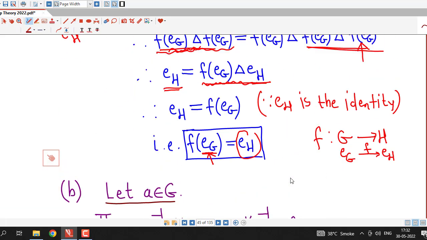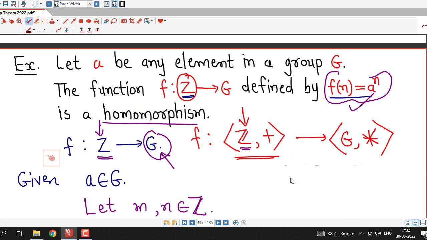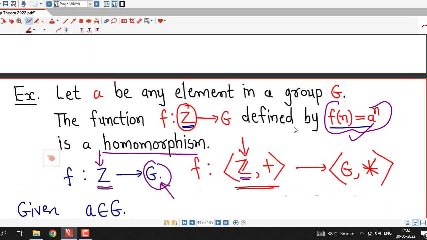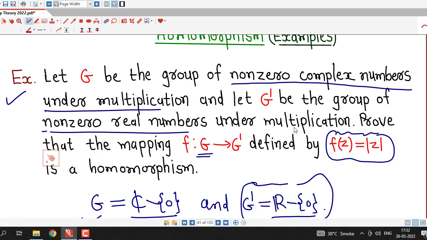So these are the simple problems related to group homomorphism. They can ask you this type of problems. They can ask you to check whether a function is a group homomorphism or not, or they can ask you to prove these two simple properties.